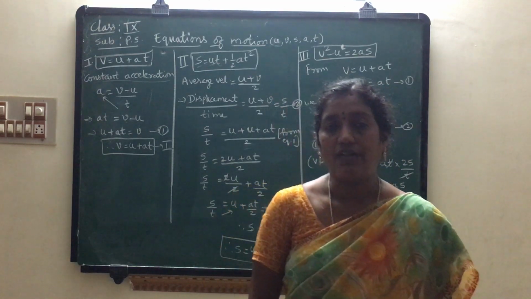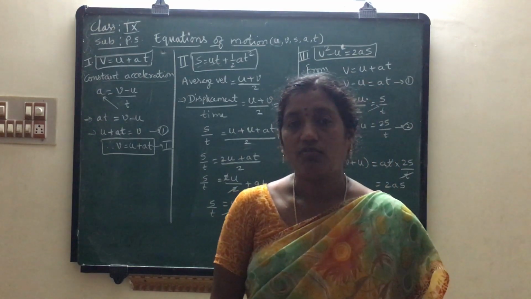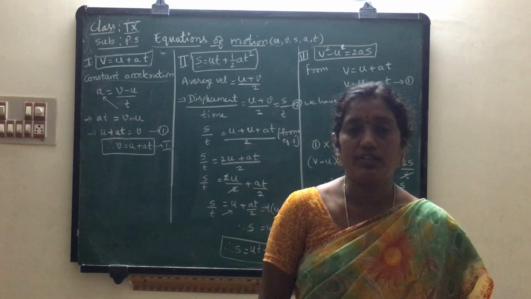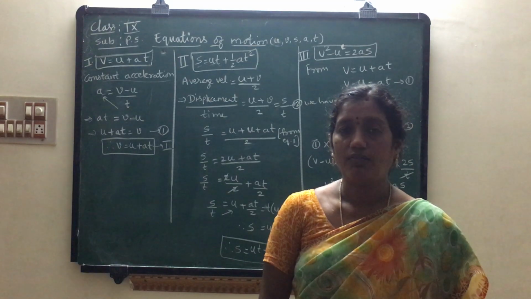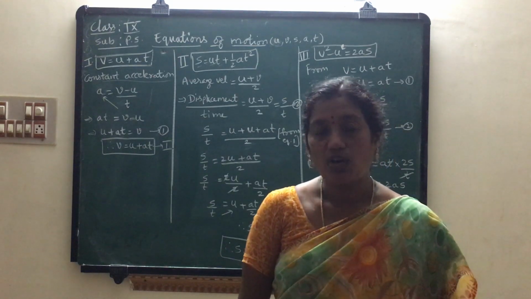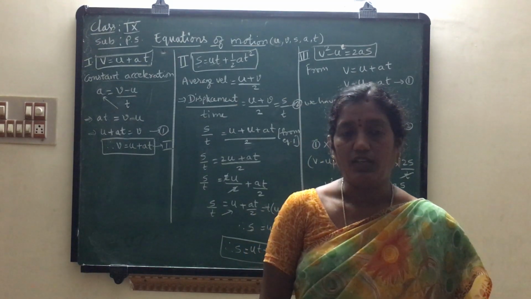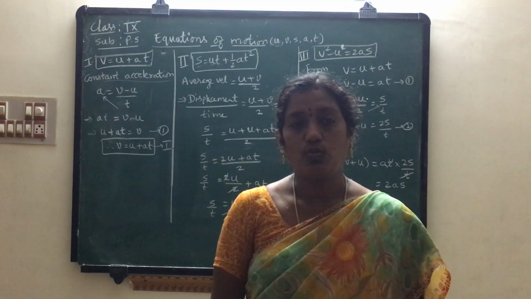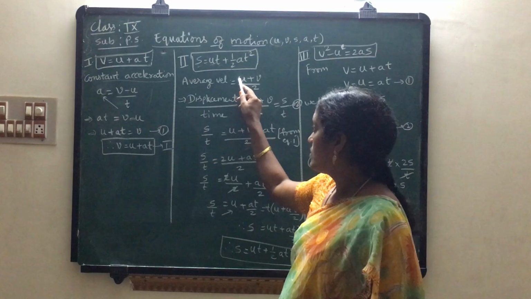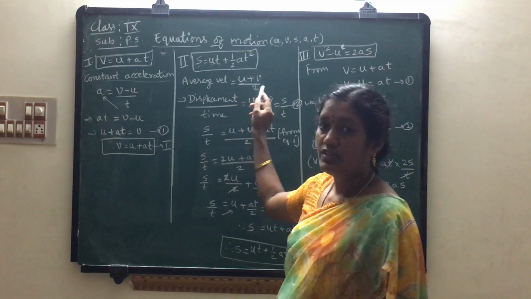So children, average means the sum of the quantities divided by the number of quantities. Here, what are the quantities? Initial velocity and final velocity. Sum of all quantities, so u plus v, divided by the total number of quantities. How many? u and v, these are 2. Therefore (v plus u) by 2, or (u plus v) by 2.